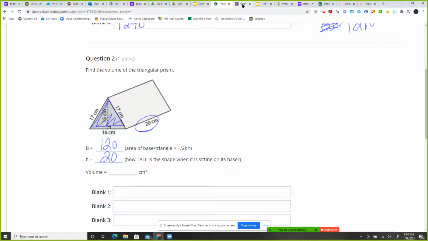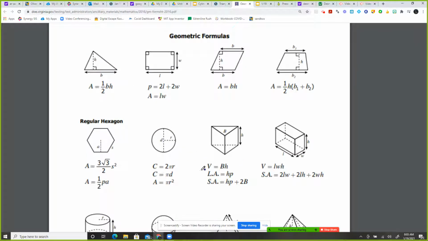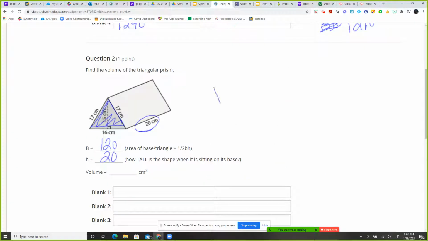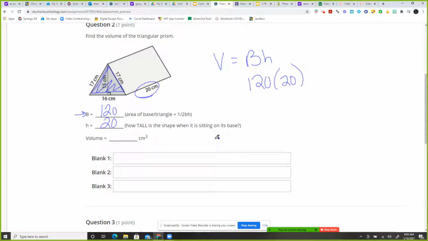Now I need to find the volume. So volume is just base times height. Always reference that formula sheet. Volume equals the area of the base times the height. So that's going to be 120 times 20. So what is 120 times 20?